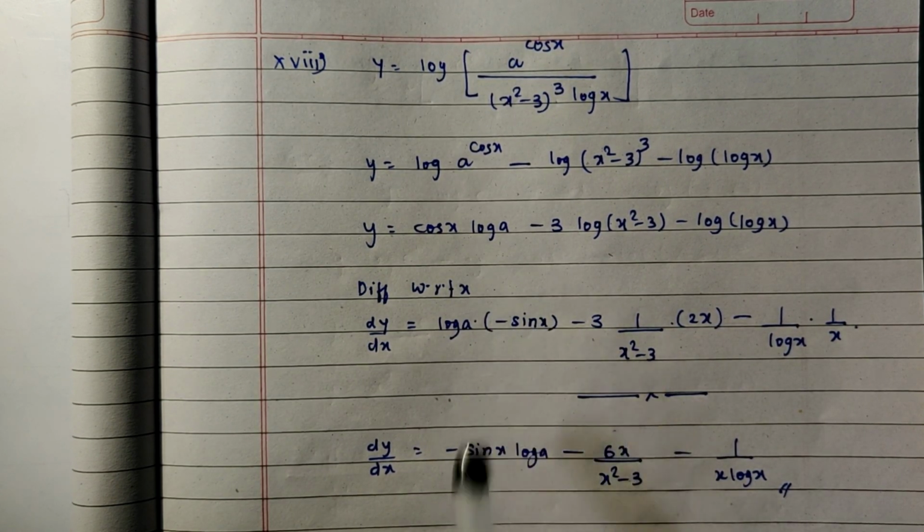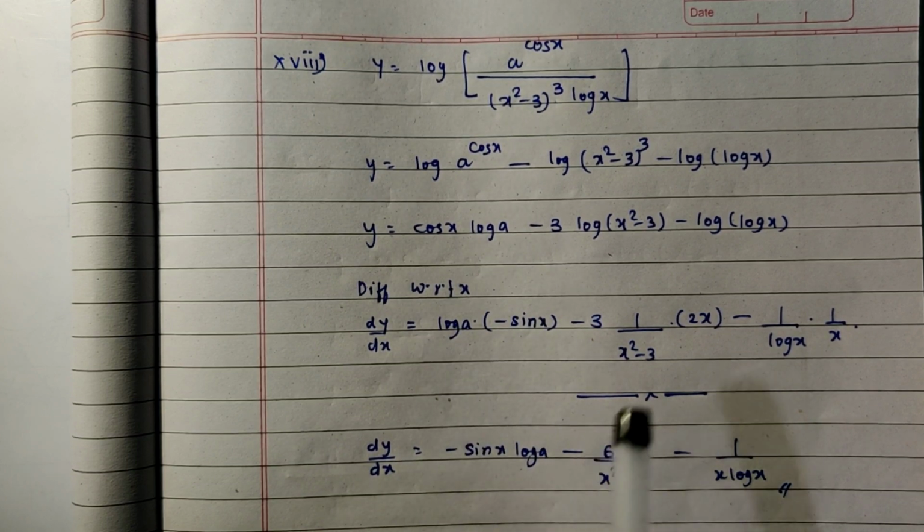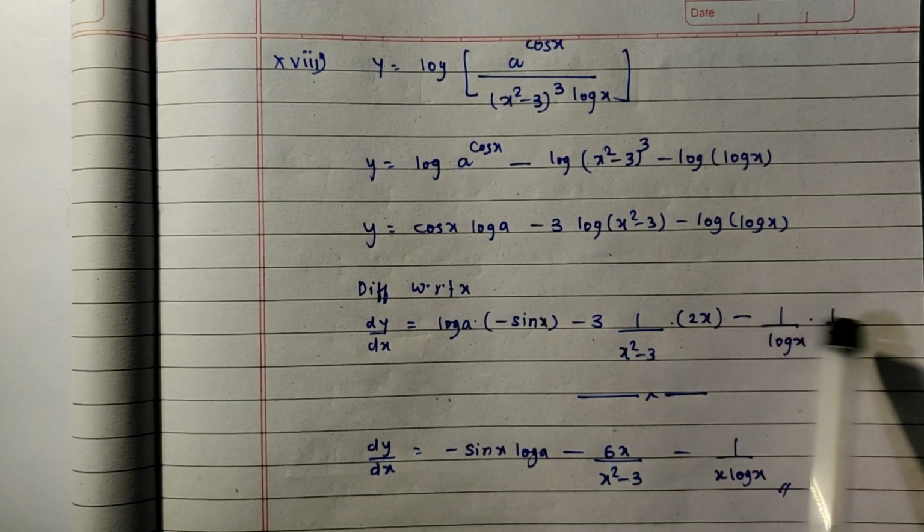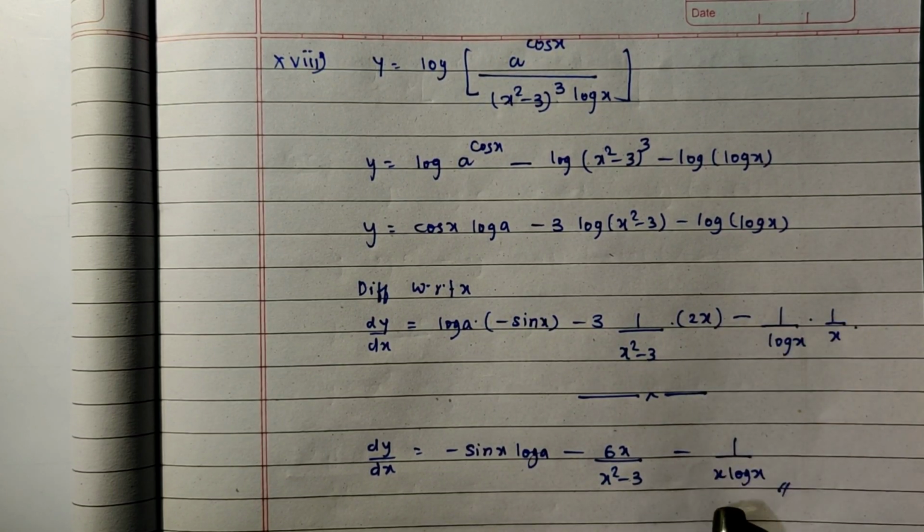Minus sin x we write first, then log a. Minus 3 and this 2 by 6, we will write 6x. Denominator is x square minus 3, minus we can write it as 1 upon x log x.